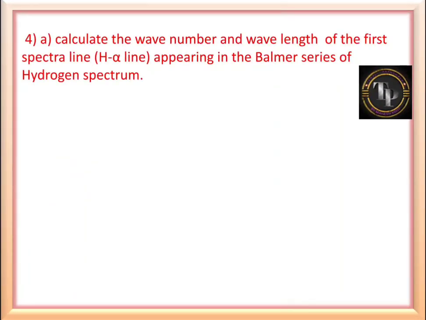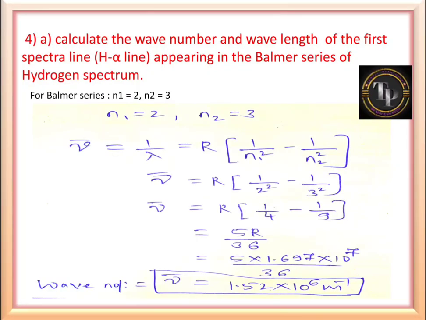Calculate the wave number and wavelength of the first spectral line, the hydrogen alpha line, appearing in the Balmer series of the hydrogen spectrum. Now tell me, they are asking for wave number, and you know the Rydberg equation, using that only we are going to calculate. Now tell me, guys, what is the value of n1 and n2 for the Balmer series? You remember, for the Balmer series, n1 is 2, n2 is 3. Correct. Talking about the problem, you see guys, I have solved it here.